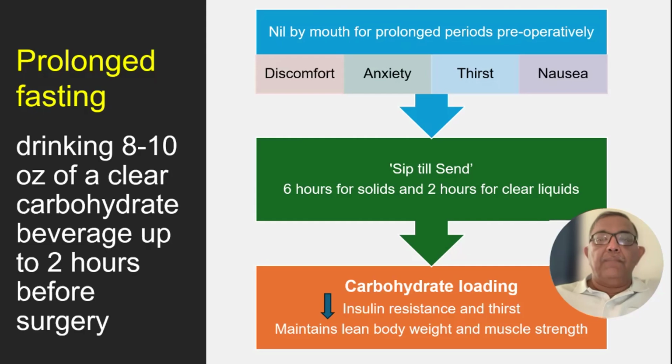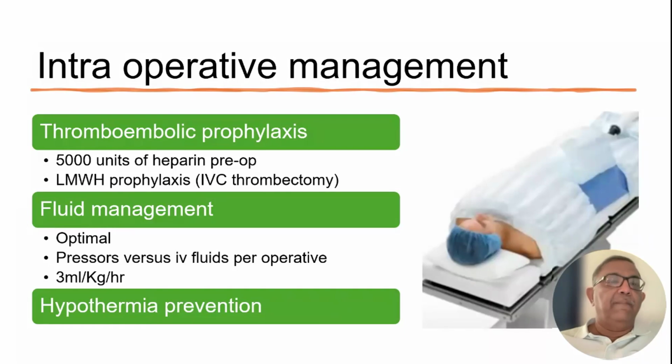The intraoperative management part of the ERAS protocol for nephrectomy includes thromboembolic prophylaxis, which is again important. 5,000 units of heparin preoperatively. This is followed by low molecular weight heparin for prophylaxis. Now, personally, I don't use it for longer periods of time. I generally stop it as soon as the patient becomes mobilized. Next day after complete mobilization, stop the heparin or LMWH. But for patients who have undergone major IVC thrombectomy, up to 4 weeks of chemical prophylaxis is indicated.